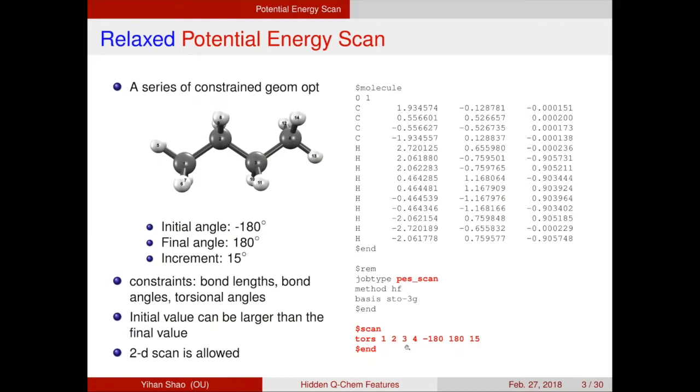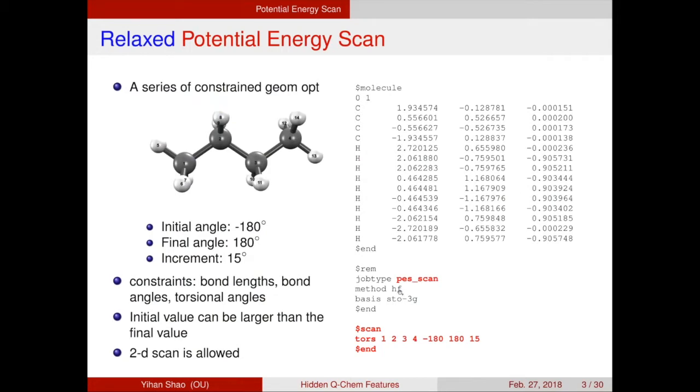By the way, when we do the potential scan, we're not limited to torsional angles. We can also do bond lengths and bond angles. And the initial value here, minus 180, is smaller than 180, but you can have a higher initial value than the final value. We also allow two-dimensional scans. We can combine one torsion and one stretch, for example, or two bond stretches. And if we run that calculation, either by typing the input or by using IQmol, then we will get the output.